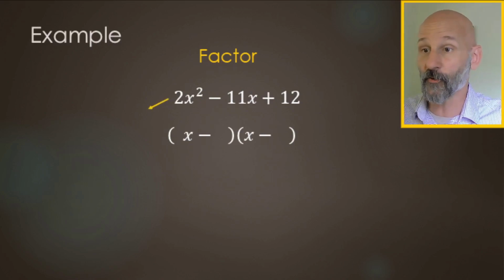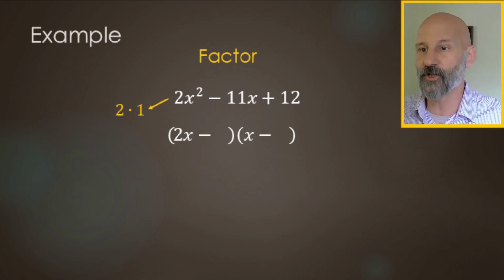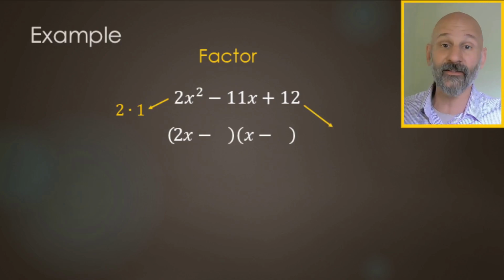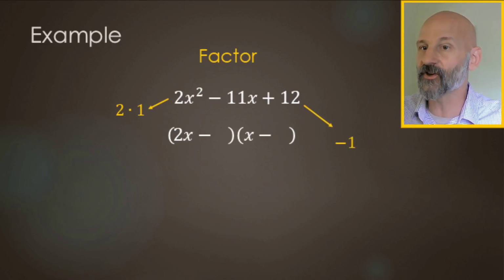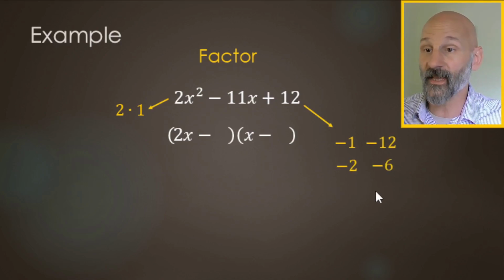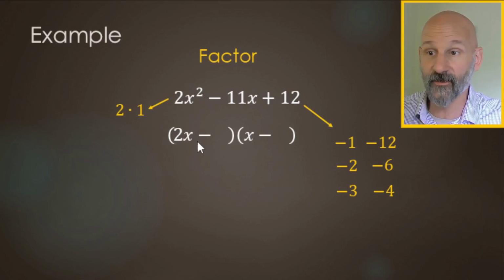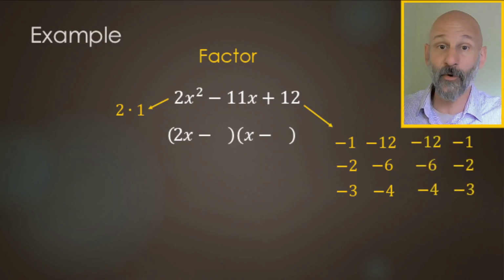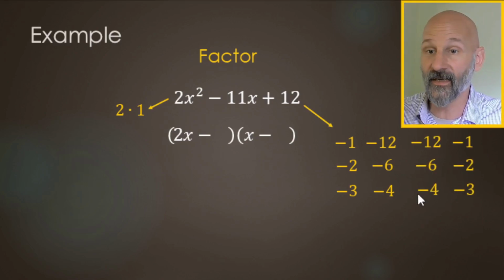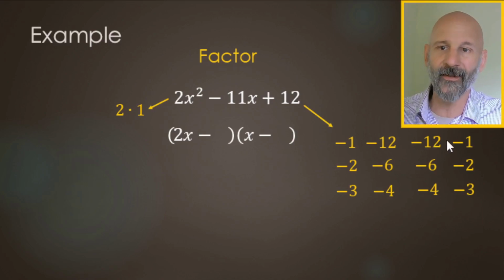So now for our firsts, they have to multiply to make a 2x squared. So the only option there is 2 and 1. So there's a 2x and a 1x there. And then our lasts have to multiply to a positive 12. They're both going to be negative because they're going to add to a negative 11. So we got negative 1 and negative 12, negative 2, negative 6, negative 3, negative 4, and there's the first part of the list. Now we have to switch it around because order does matter when we have numbers in front of our x's for our factors here. So we have the reverse of those: negative 12 and 1, negative 6 and negative 2, negative 4, negative 3, and 12 and negative 1 there.